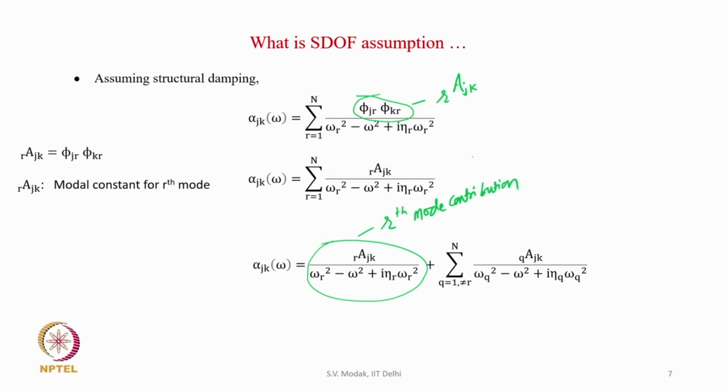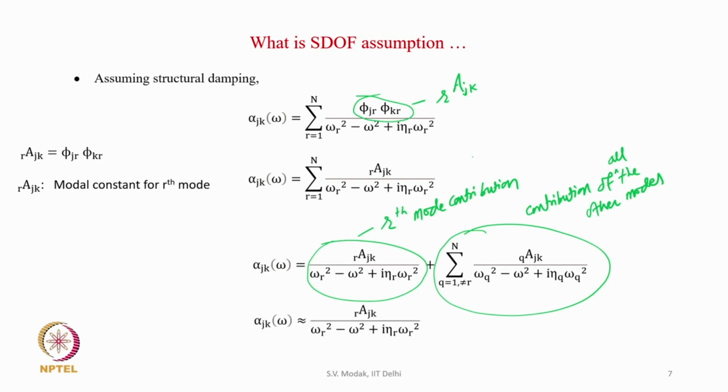and the second term is the contribution of all the other modes. This method now assumes that the second term, the contribution of all the other modes, is negligible. When this is neglected, we end up with an approximate expression for the FRF, which only depends on the contribution of the rth mode being analyzed.